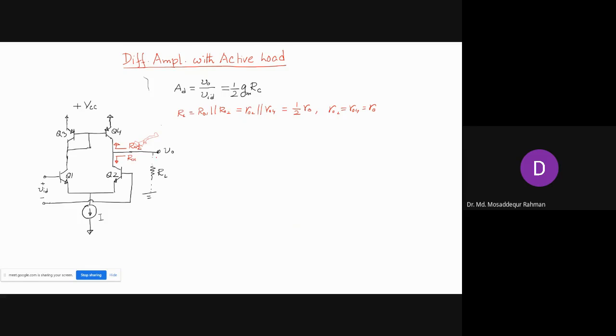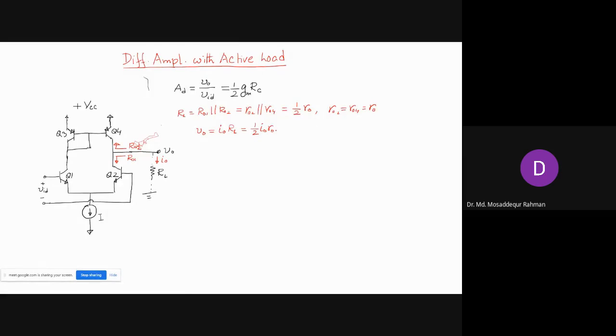Now, let's say the current flowing here is I0, then V0 will be I0 RL, and RL is half R0. So what is this current I0? How much is this current I0?